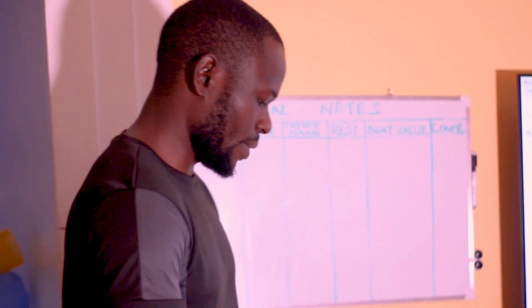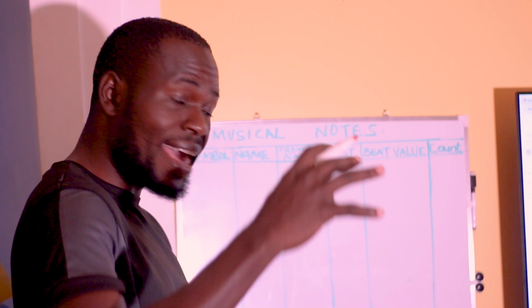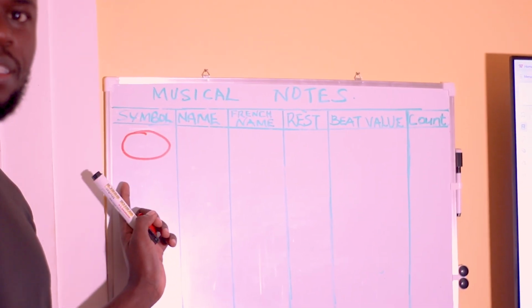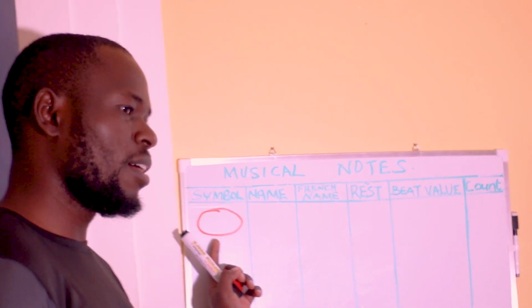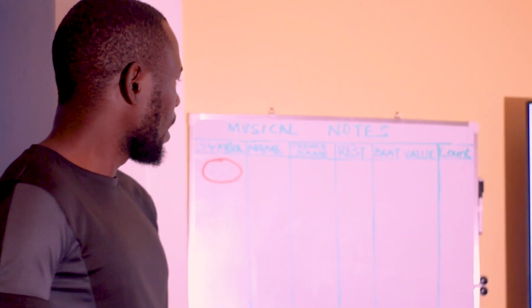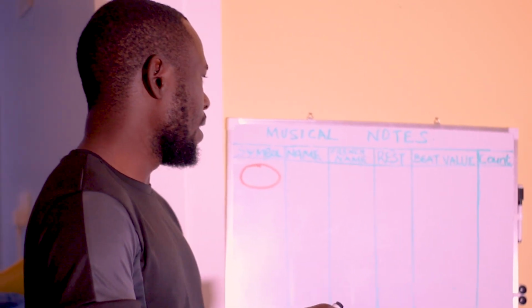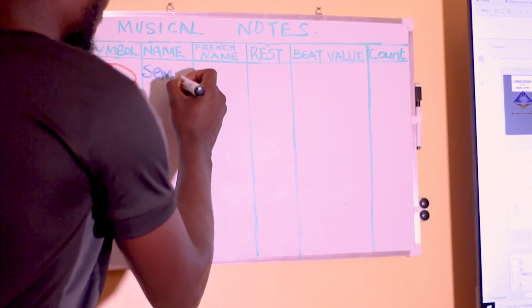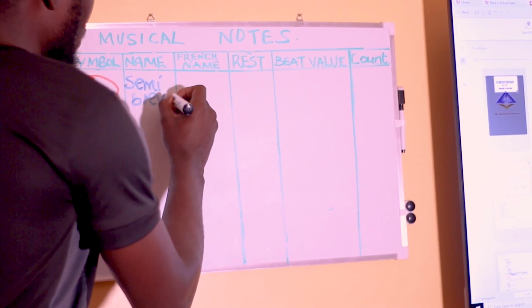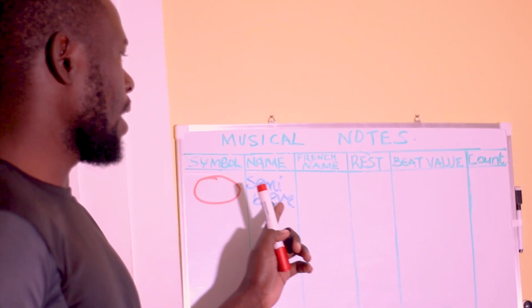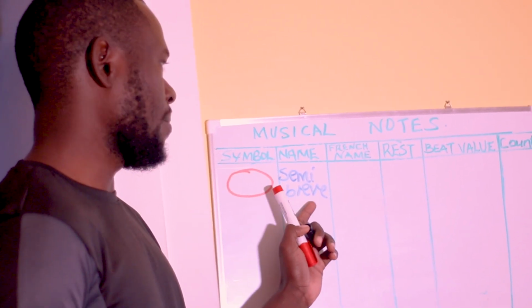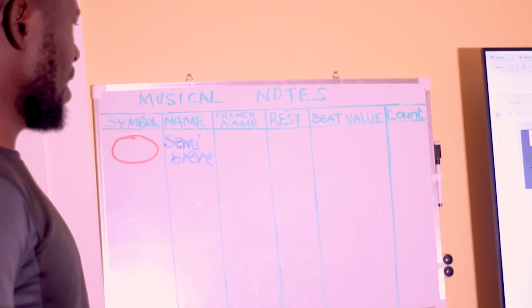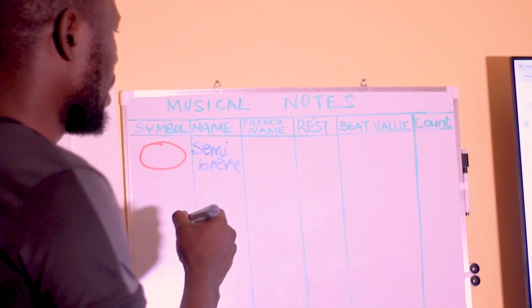The first simple and highest note is the semibreve. This is the symbol for the semibreve. The symbol of the semibreve is an oval shape, and the name of the note is semibreve. I have said oval in shape, the name is semibreve. Then the French name, which is ta.